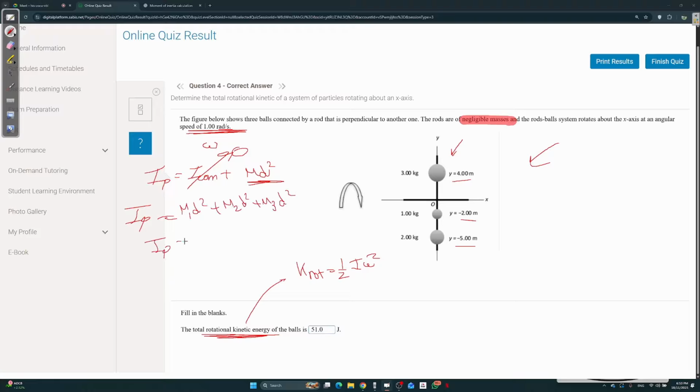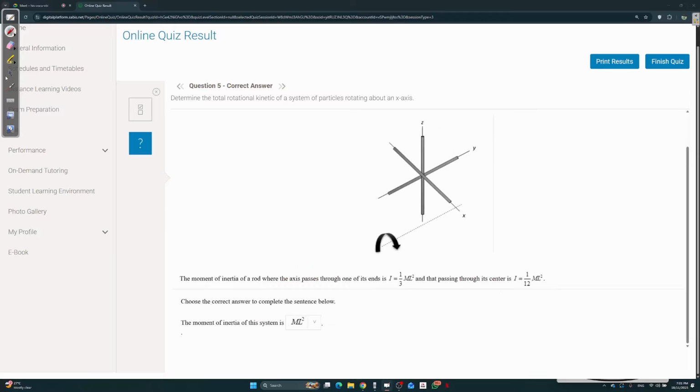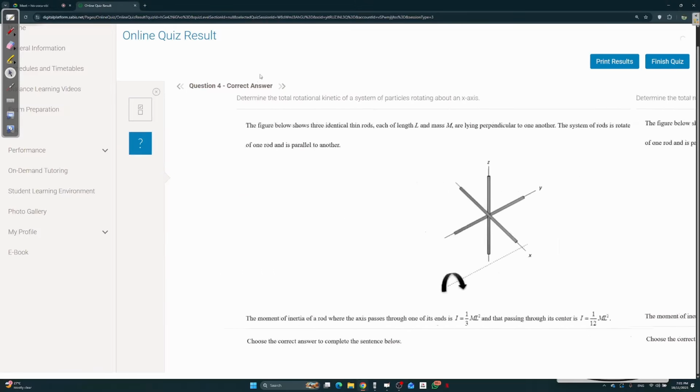So the new moment of inertia will be the first mass, 3 times 4 squared, because the distance is 4, plus the second mass, 1 times the distance squared, 2 squared. Why am I taking 2 squared positive? Because it's a distance squared, so it's going to become a positive answer. Plus m3 times d squared, 5 squared, and you get 102. If I plug this in here, you're going to get half times 102 times 1, because omega is 1, and you get 51 joules.